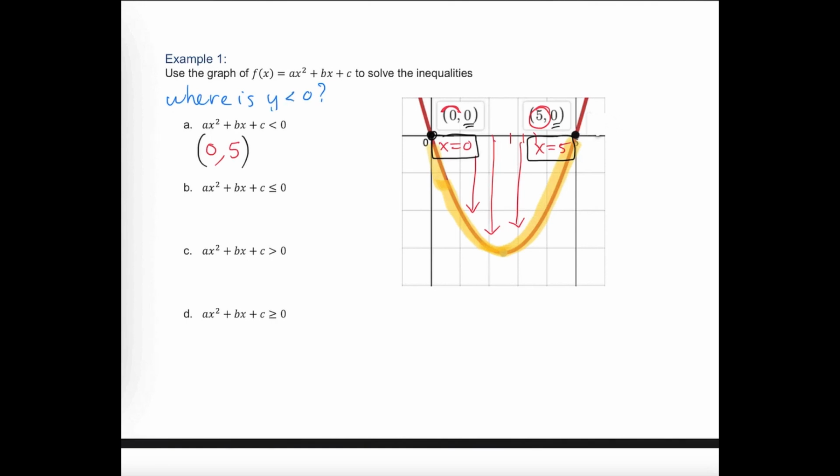So in this next one, again, we're still essentially asking where is y less than or equal to 0, and in this case we're going to see that starting at x is equal to 0 and going to x is equal to 5, but this time we are going to include those endpoints.